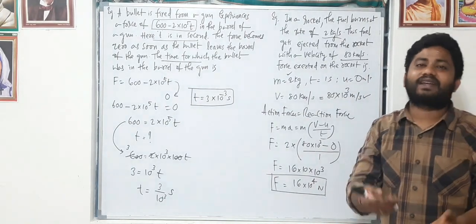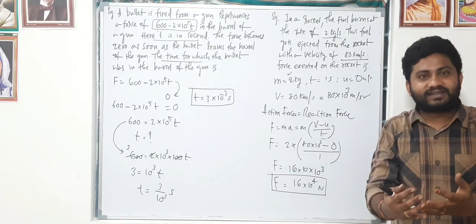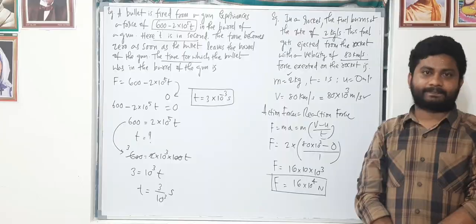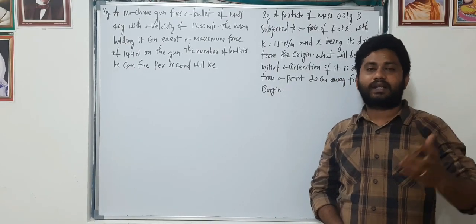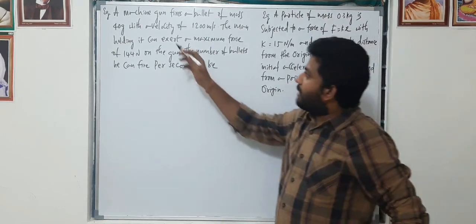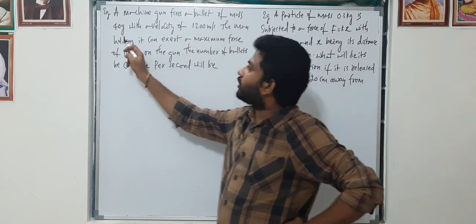So many numericals we can solve based on Newton's first law of motion, second law of motion and third law of motion. So my dear students, let's continue with two more problems related to Newton's second law of motion and third law of motion. Let's see. A machine gun fires a bullet of mass 40 grams.